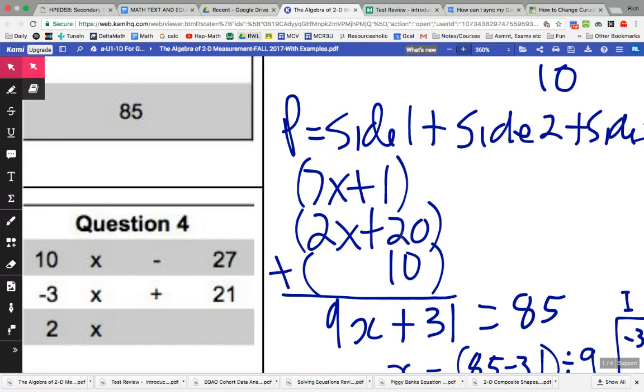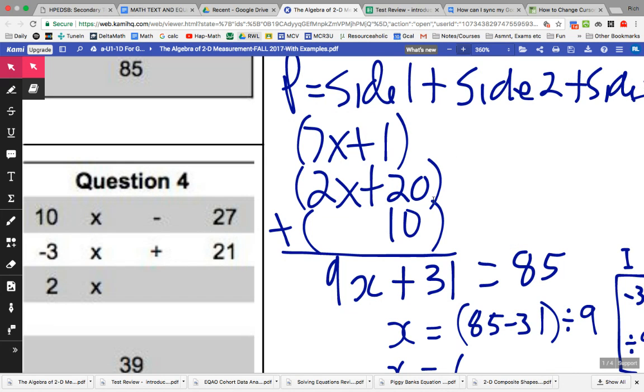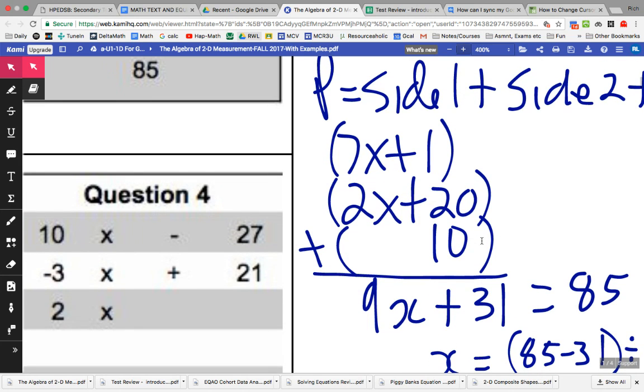Perimeter is all the way around the outside, so I've got to add up the first side, the second side, and the third side. Can we add 7x and 1 to make 8x or 8? That's a common thing that students do. The answer is that you can't, because you don't know what x is yet. x could be 1, x could be 2. So 7 times x could be 7 if x was 1, 14 if x was 2, 21 if x was 3. So we can't possibly add 7x and 1 until we know what x is.